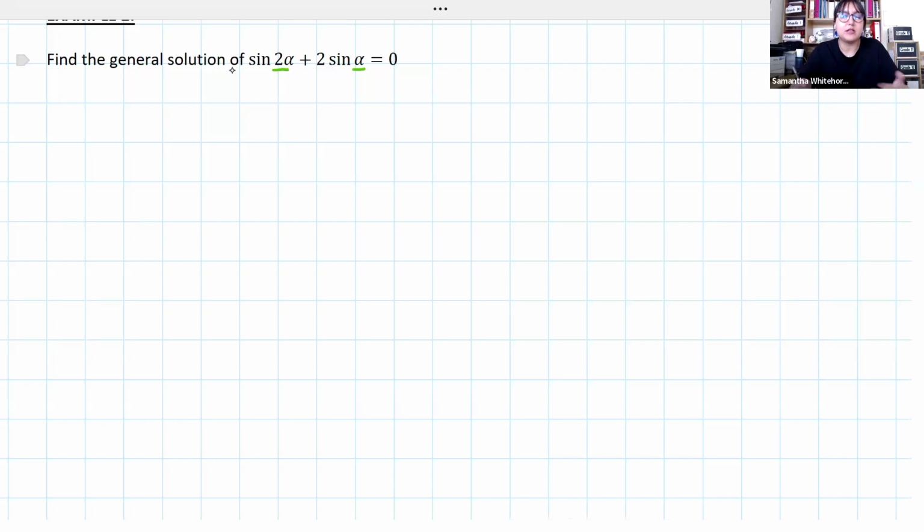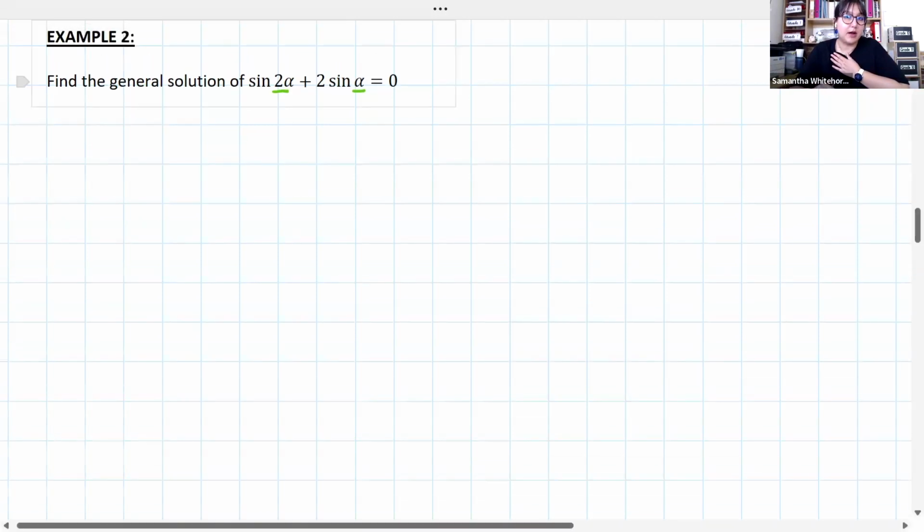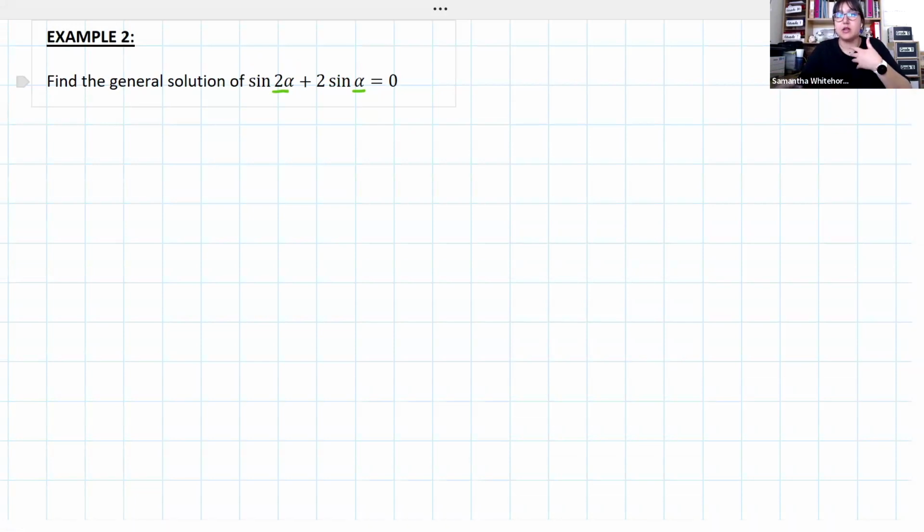If your angles are then the same, you can start adding like terms and so on. But here, my problem is that those angles are different. I've got a double angle and I've got a single angle of alpha. Now, what that means is I need to think about how can I take a double angle and create a situation where I no longer have a double angle. And that's through our formula.